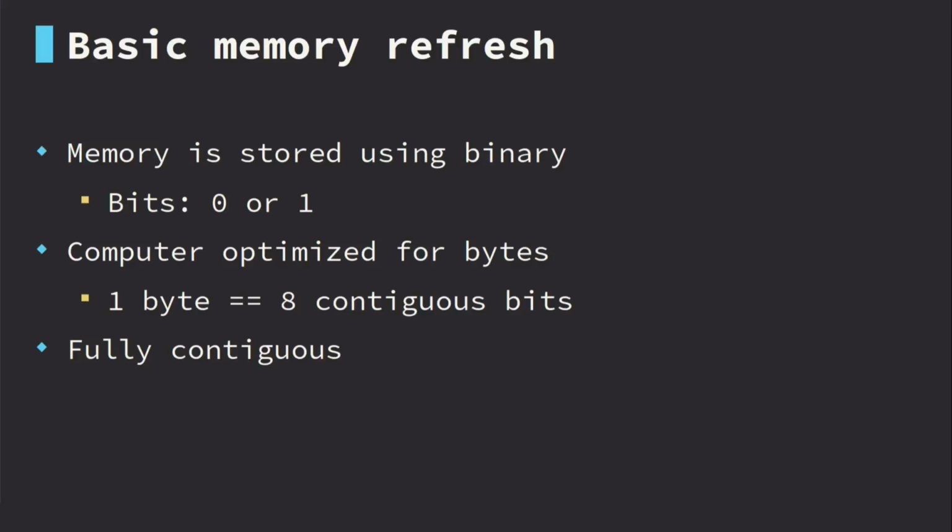Computer hardware is optimized to work with bytes. 1 byte is equal to 8 contiguous bits. And the entire memory in the computer can be thought of as one contiguous string of bits.